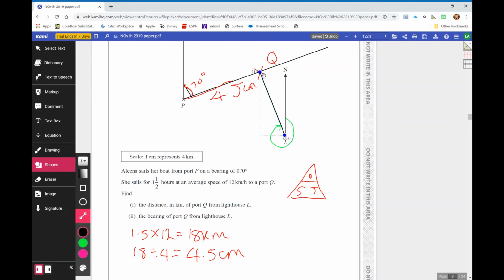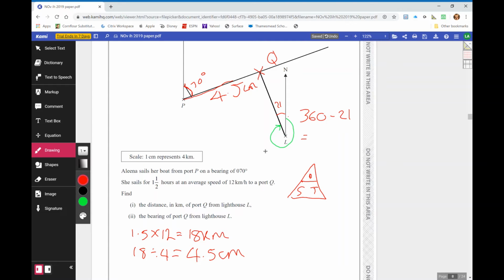So it's actually from north is 21. So from here it's 21. If you measure that as 21, this here is 360 minus 21. So 360 minus 21, 339. Okay, I don't know if that's exactly right. Obviously, I'm just showing you the method.